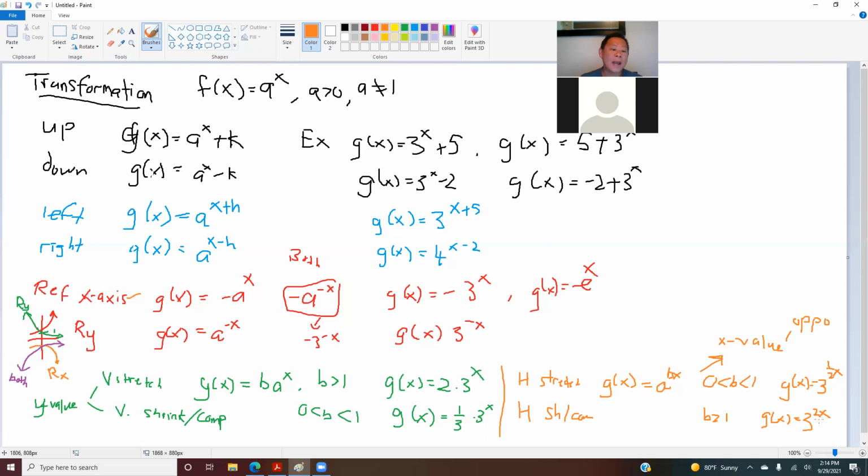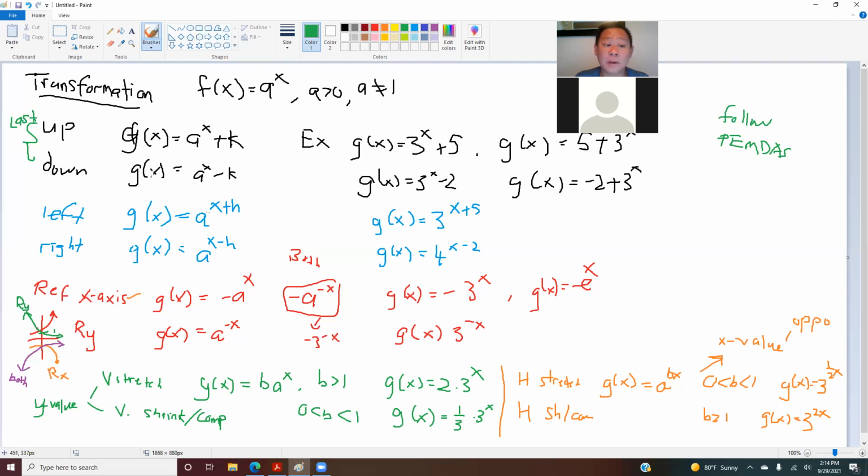So you can have up to 1, 2, 3, 4, 5, 6 transformations here. How do we know which one goes first? You have to follow the order of operations, which means you have to follow PEMDAS. You guys know PEMDAS, right? Parentheses, exponents, multiply, divide, addition, subtraction. That means addition and subtraction, which is this one, is always last, because you add and subtract last.